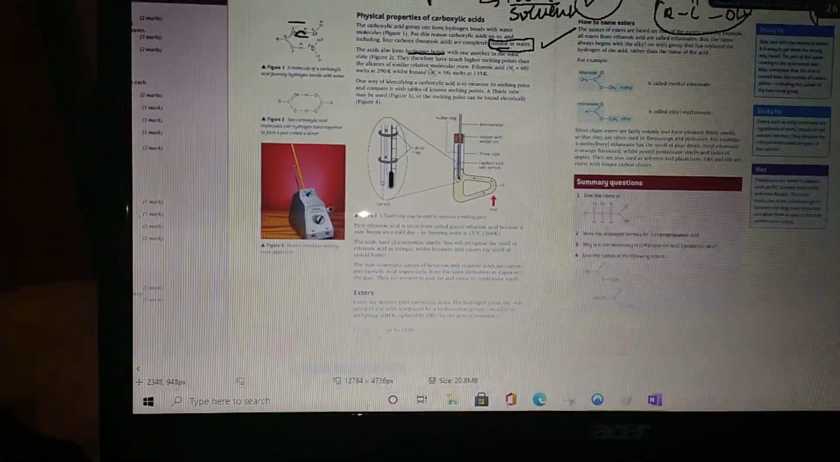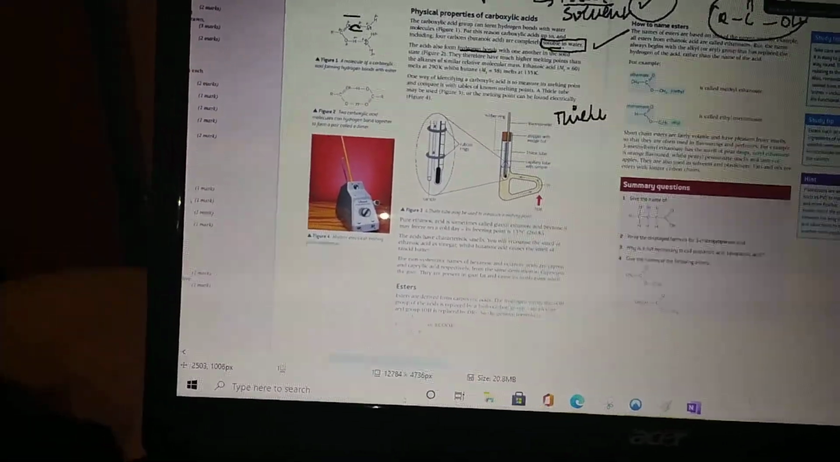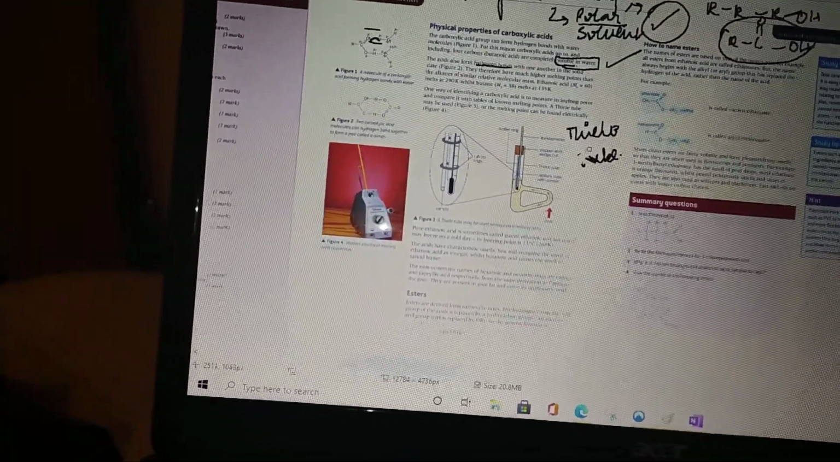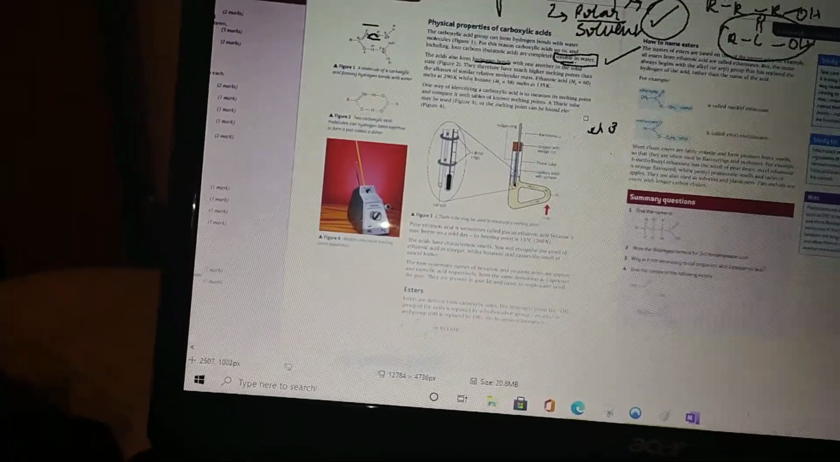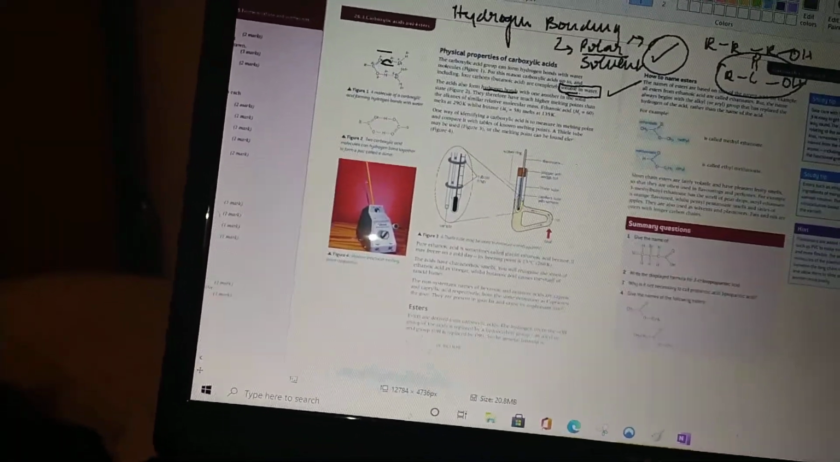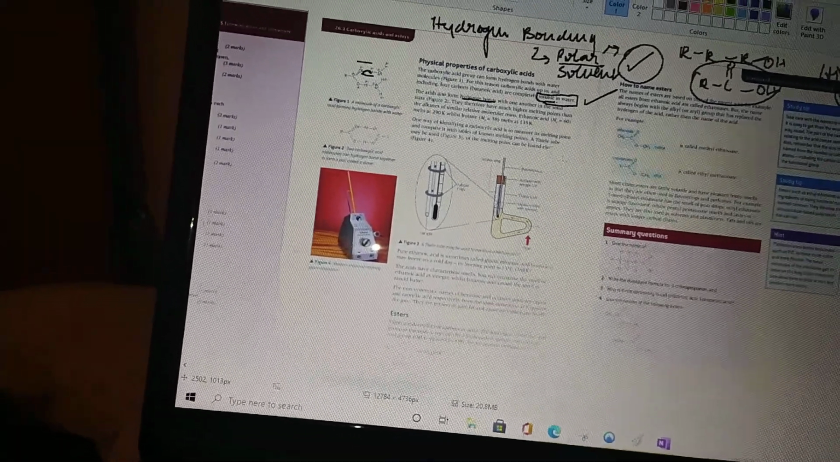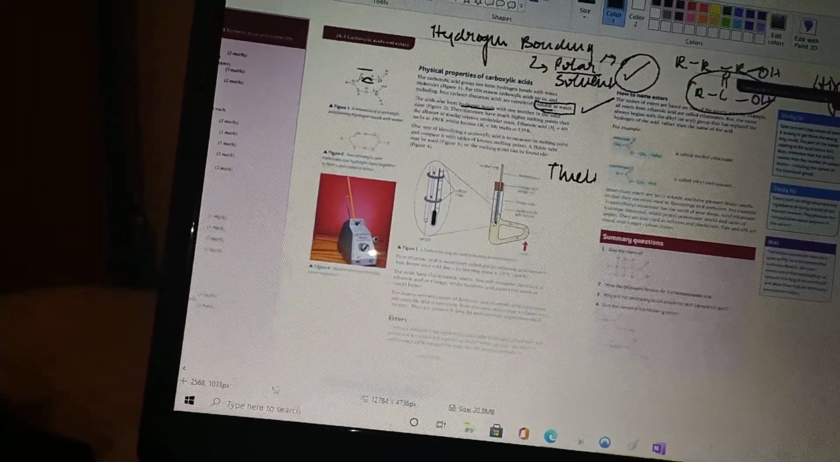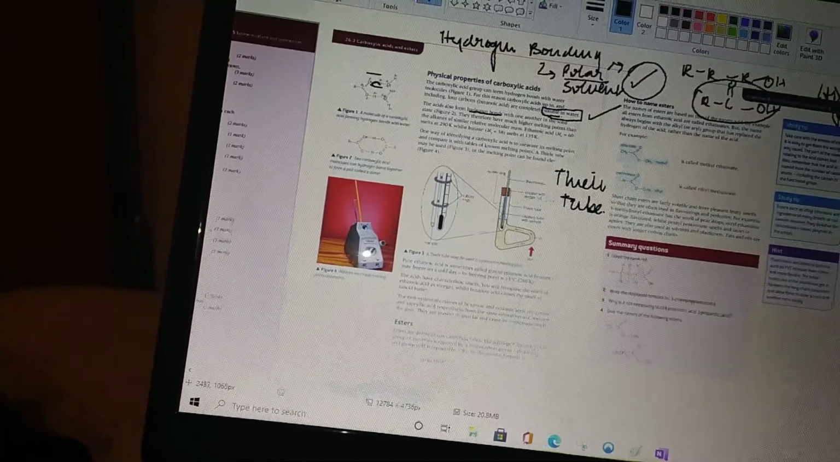Moving on, we're going to discuss how to identify the carboxylic acids. We measure the melting points and compare them with tables of the known melting points. This is done in a Thiel tube. I'll just write down the spelling of Thiel for you. This is done in a Thiel tube, which has this particular shape and measures the melting point of the carboxylic acids, and like I said, we compare them with the table.